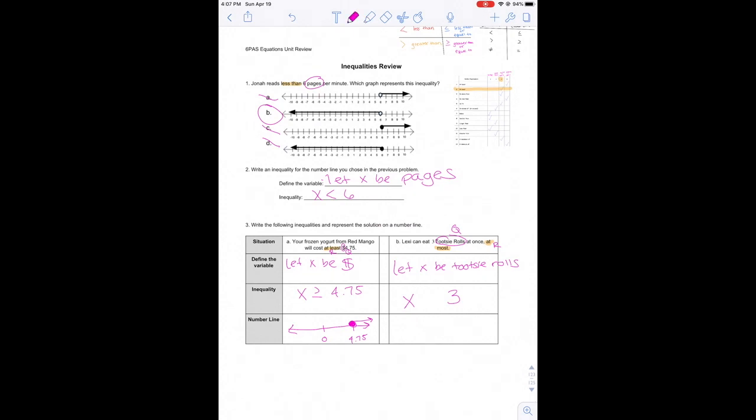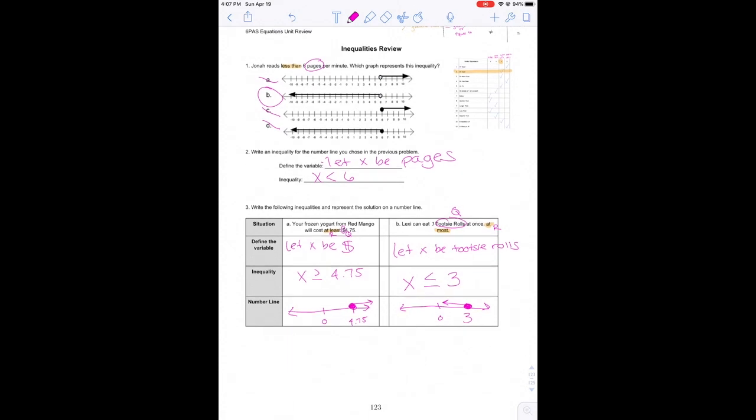So she can have exactly 3 Tootsie Rolls, or she can have less than 3 at once. So I have 0 and 3. Since it could be 3, that's a closed circle, that equal sign. And then I want to point towards the numbers that are less than 3.